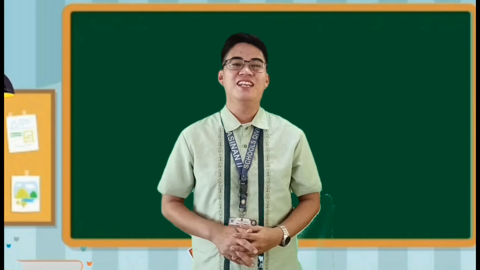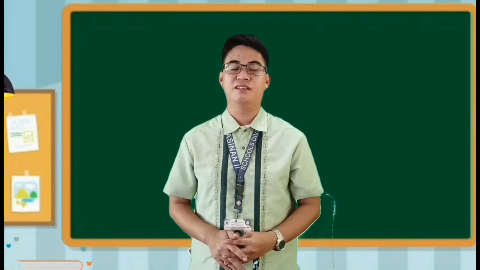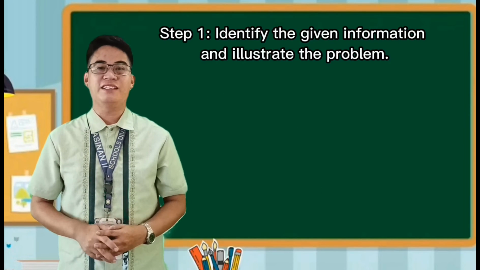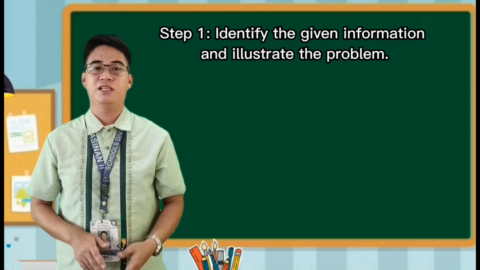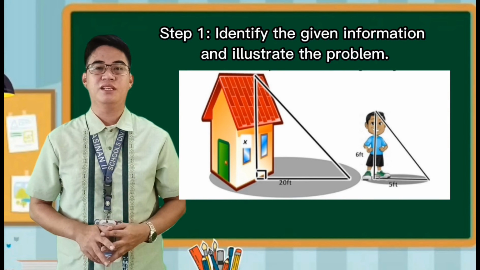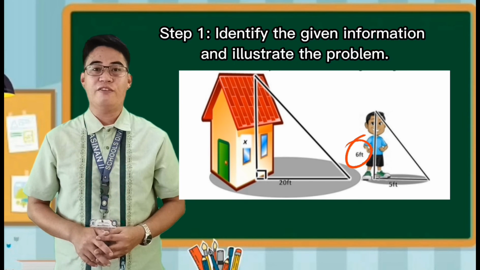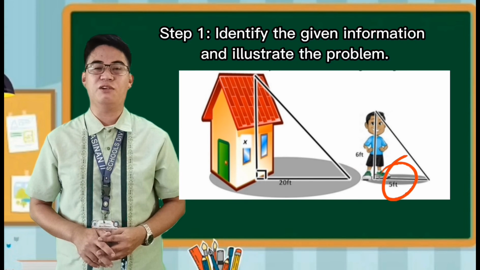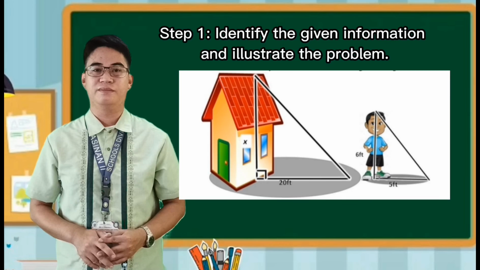At this point, let us help my friend Daniel in finding the height of his house. Step 1. Identify the given information and illustrate the problem. Here is the illustration. Given, 6 feet is the height of Daniel, 5 feet is the length of the shadow of Daniel, and 20 feet is the length of the shadow of Daniel's house.